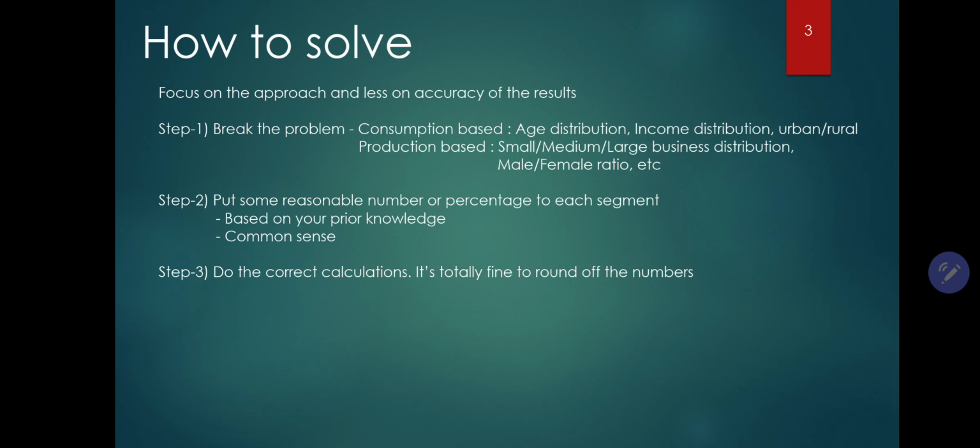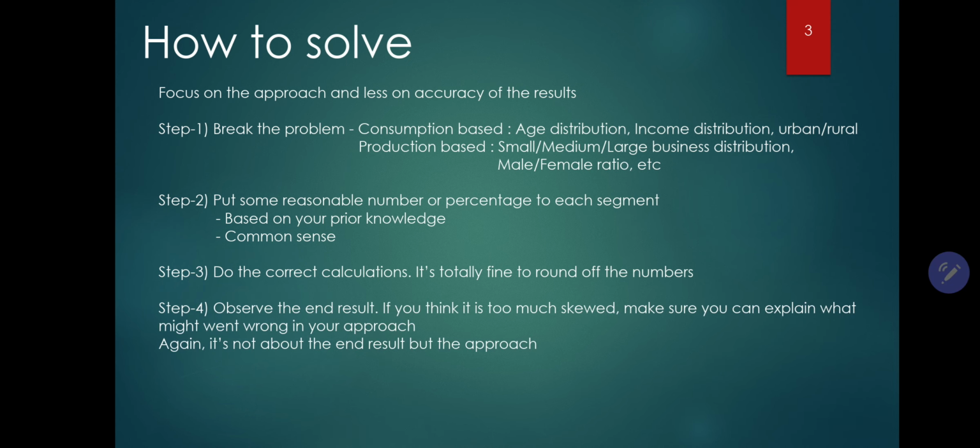Then the third point is to have correct calculations. Even if you are rounding off the numbers, it is totally fine to make 550 million as 500 million and do the calculations, but make sure you do correct calculations. If you are not very comfortable with multiplications and divisions in your mind, then use paper and pen, but do the calculations correctly.